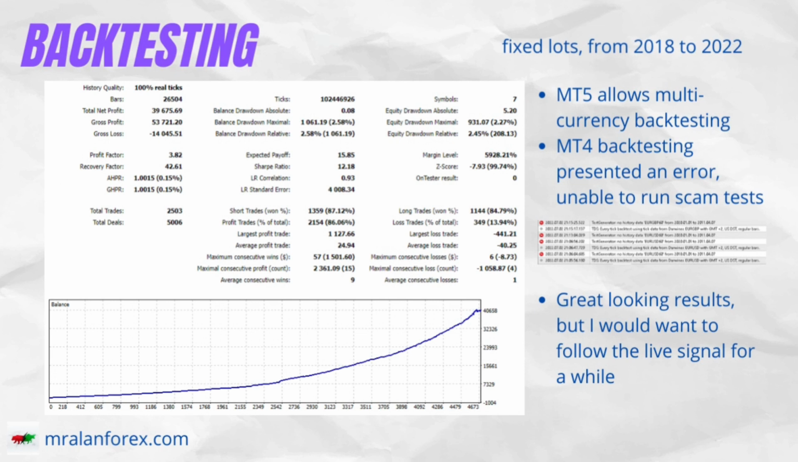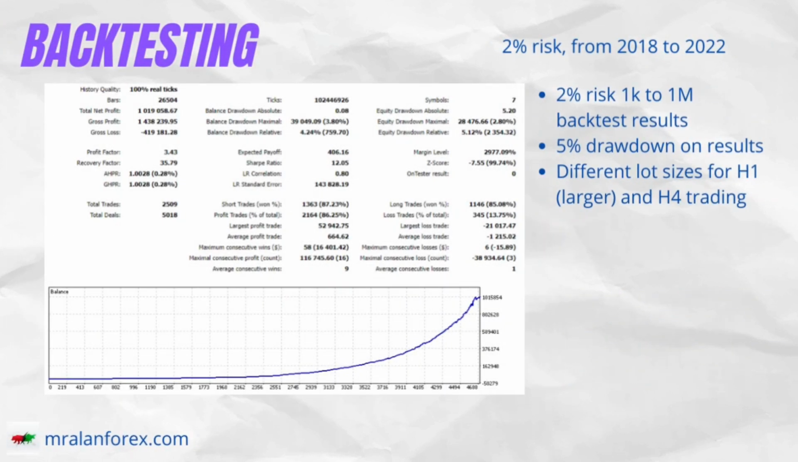It would be great if the author can fix it so I can run the individual backtests. Since there were also varying lot sizes seen in the live trading, I thought I'd run the backtest with the medium risk setting, risking 2% per trade, as this would accommodate for varying sizes. This took the backtest from 1K to 1 million in the same timeframe with just over a 5% drawdown.